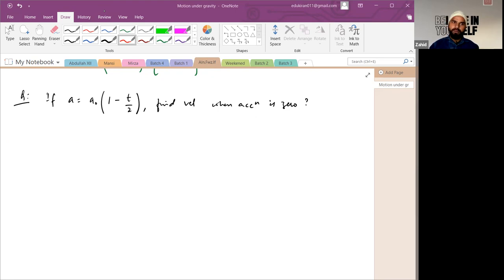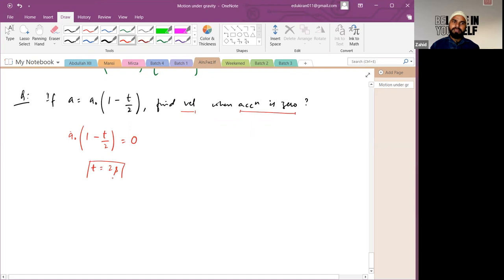Let's say in this part, we have A as acceleration, and we have to calculate velocity when acceleration is 0. So put this term equals to 0. So it will be a naught (1 minus t divided by 2) is equals to 0. On solving, you will get t is equals to 2 seconds. So at this time, acceleration will be 0. Now we have to calculate velocity for this instant.